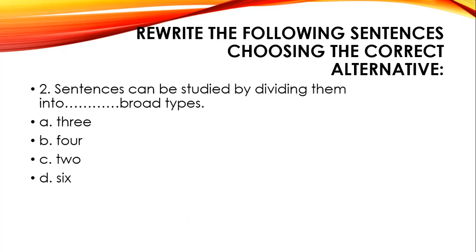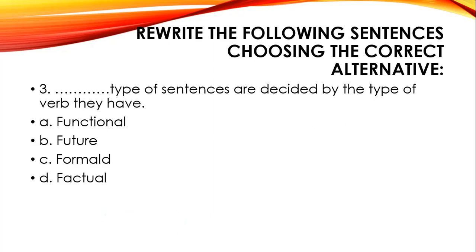Number 2, sentences can be studied by dividing them into dash dash broad types. Option A is 3, option B 4, option C 2, and option D 6. And the correct answer is option C 2. Sentences can be studied by dividing them into two broad types. Number 3, dash dash type of sentences are decided by the type of verb they have. Option A is functional, option B is future, option C formal, option D factual. And the correct answer is option C formal.